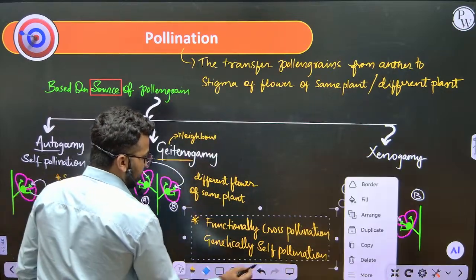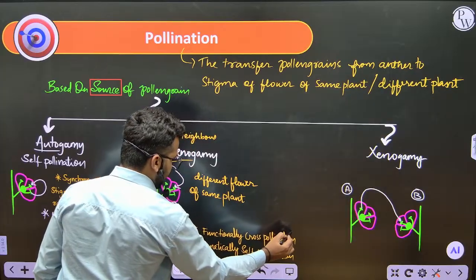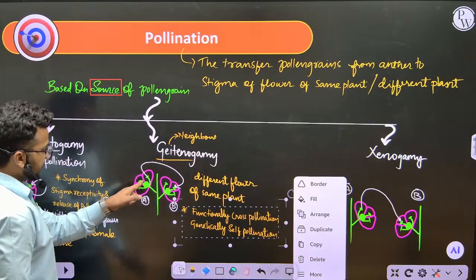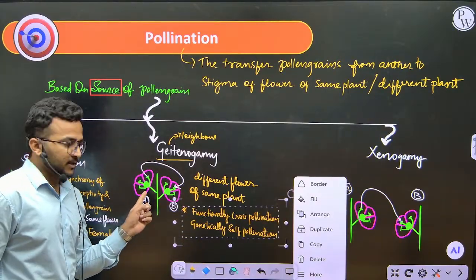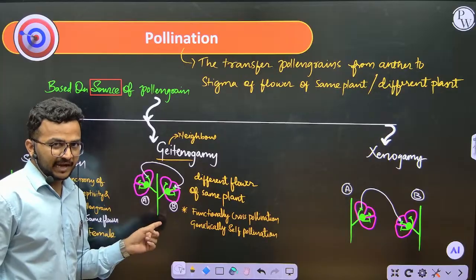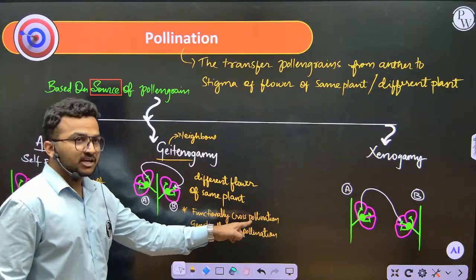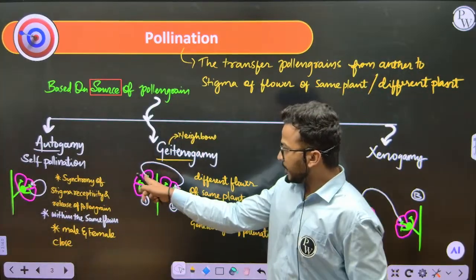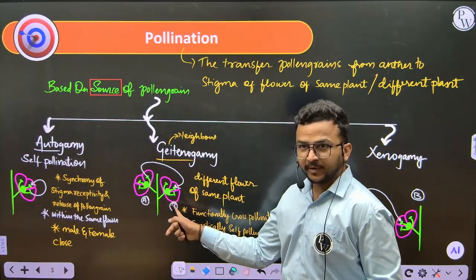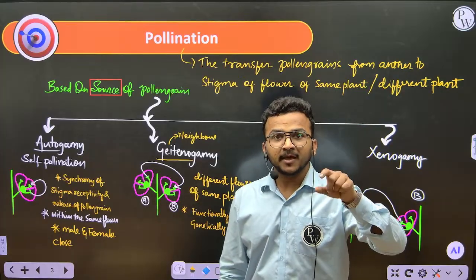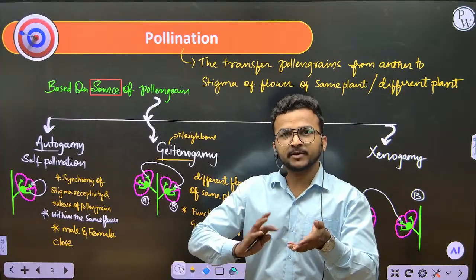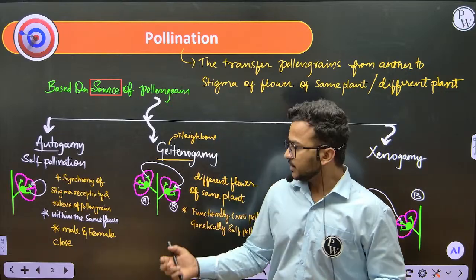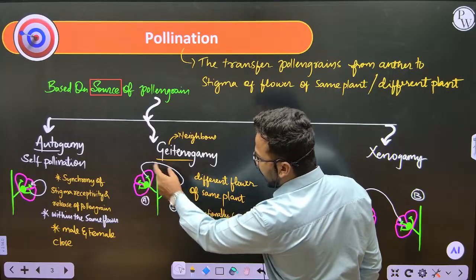Here, functionally, cross-pollination means this is a different flower, of a different flower of the same plant. So it is functionally cross-pollination. To transfer pollen grains from flower A to B, there is a requirement of a pollinator there. It might be wind or water, or it might be an insect or any animal. So there is a requirement of a pollinator here.